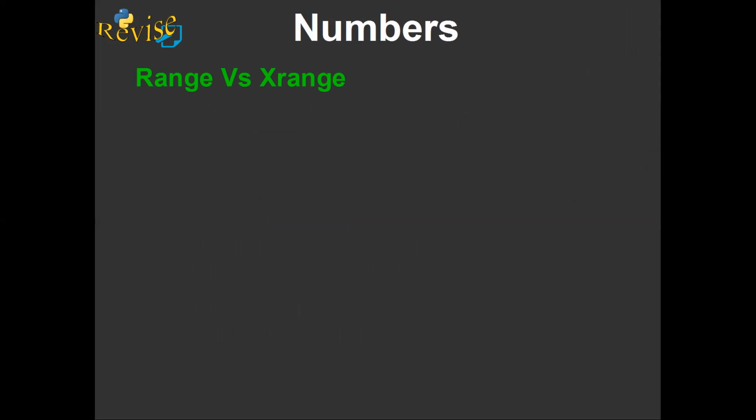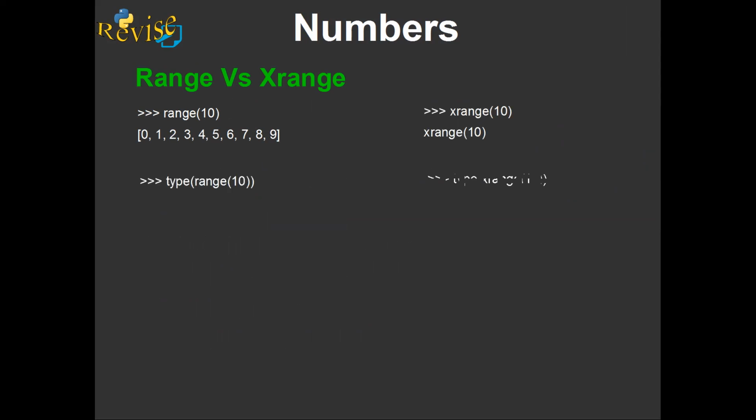It will be asked you too many times. So when you say range of 10, it evaluates to a list. But when you say xrange of 10, it evaluates to an xrange object. So when you take the type of range 10, it's type list. When you take the type of xrange, it's type xrange.